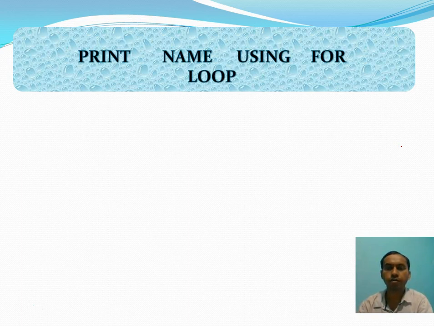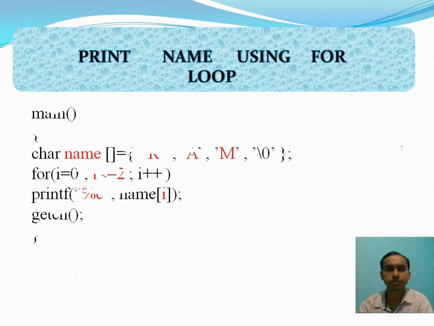Using a for loop, print your name. So how to write a program to do this, by using a for loop? Is main a library or user defined function? It is a user defined function.